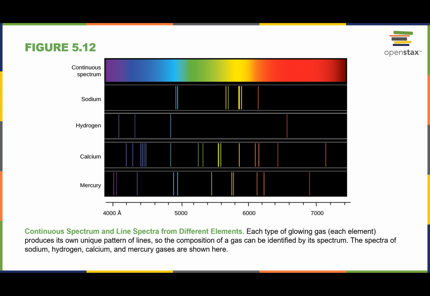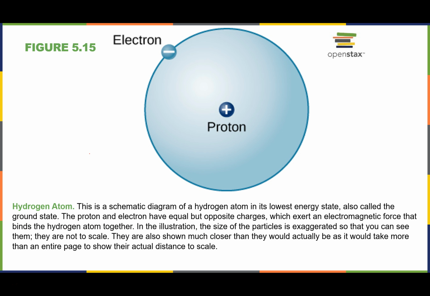And I'm going to actually mark something on these lines. These are called bright line spectra. Bright line spectra. So how do they come? This is how they come.